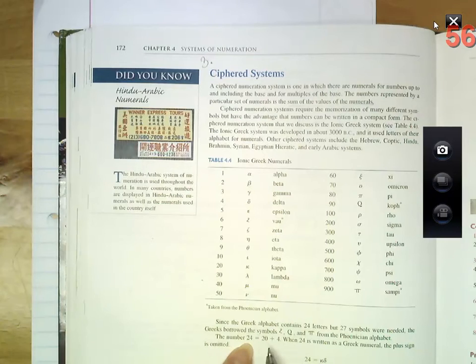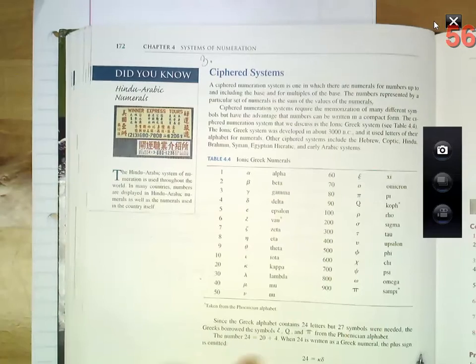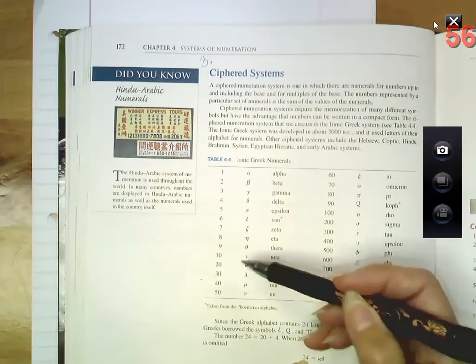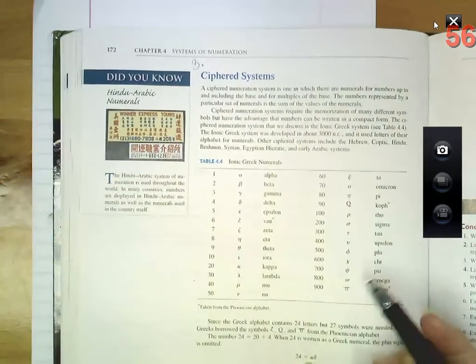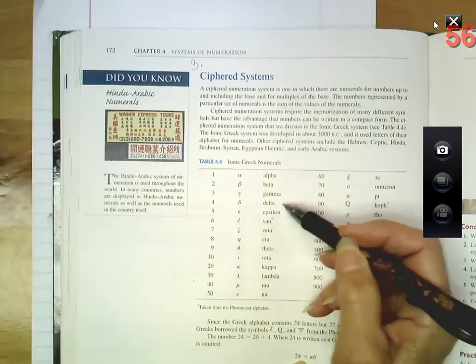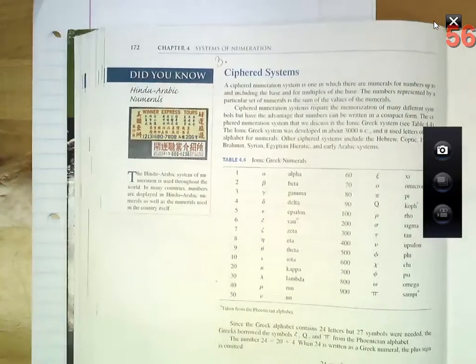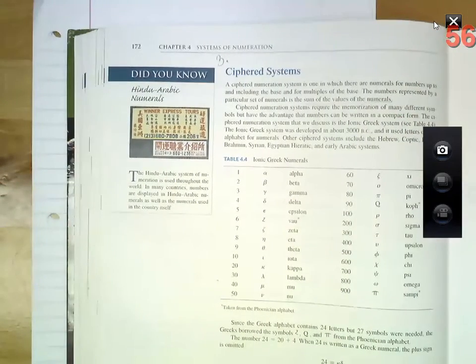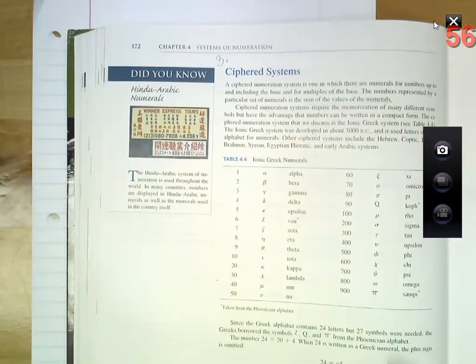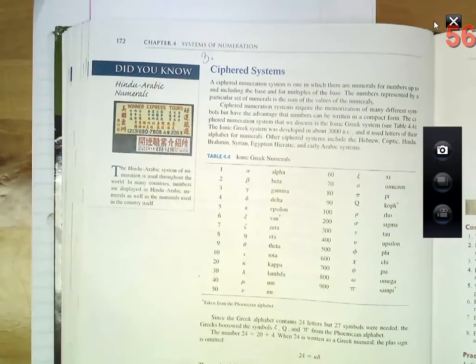So the number 24 is 20 plus 4. When it is written as a Greek numeral, the plus sign is omitted. So 20 is the kappa, and then the 4 is the delta. And so you just put them together. Now the number 996 written as a Greek numeral is like a pi and then a koppa or something, and whatever that is right there. Okay, 6. Those are all Phoenician.